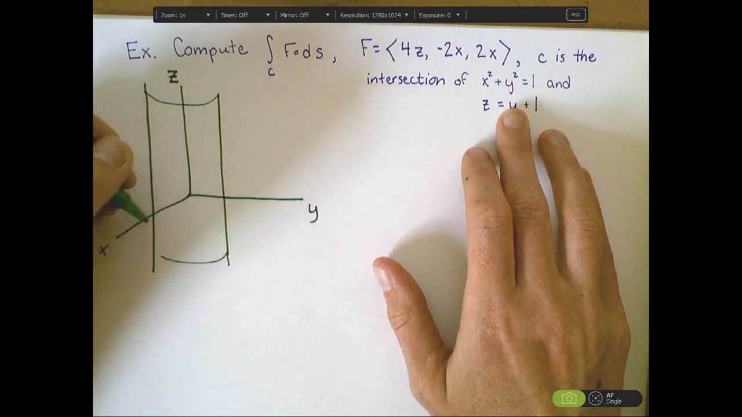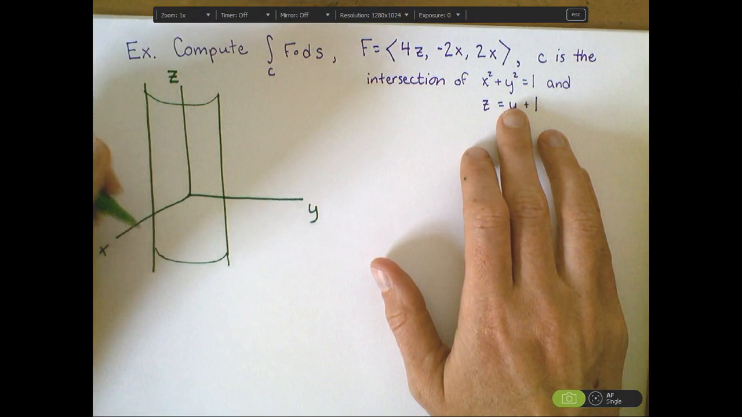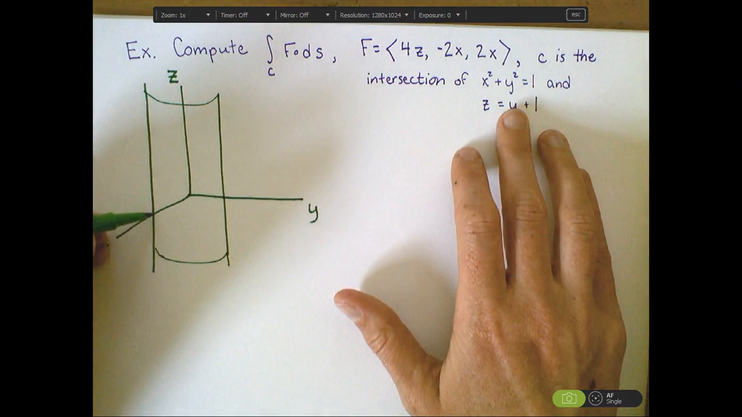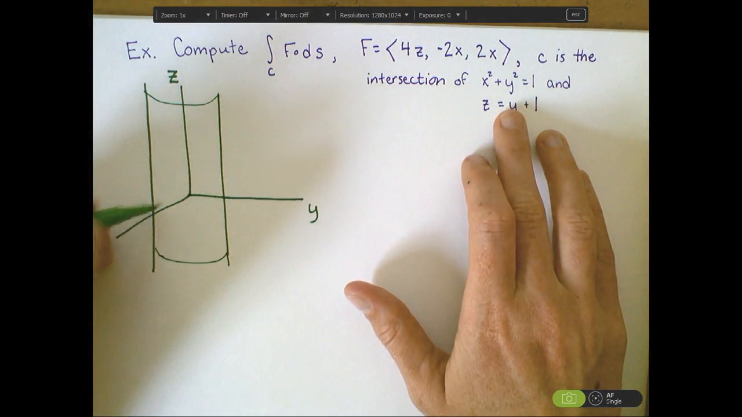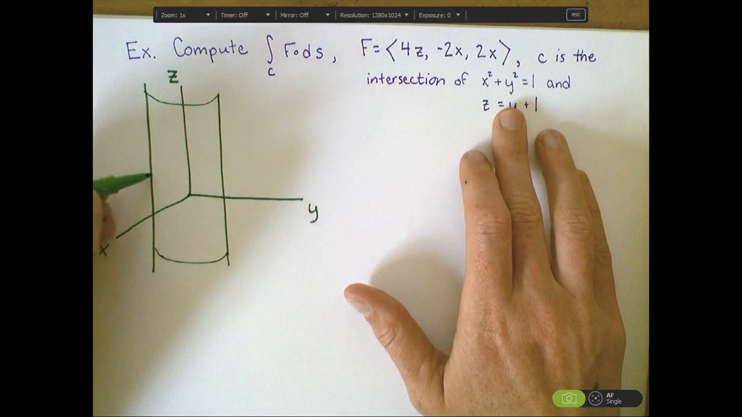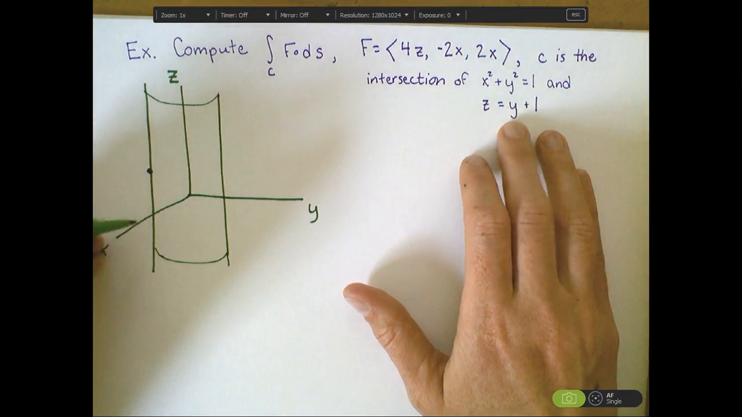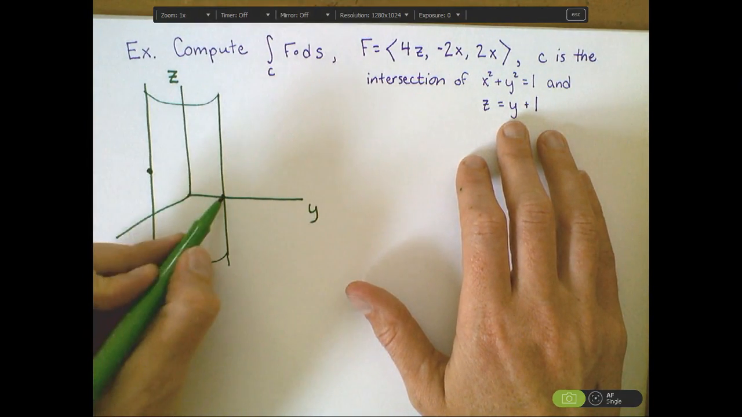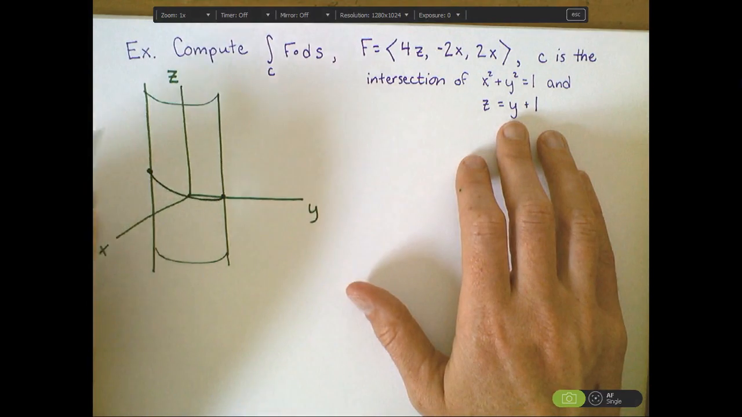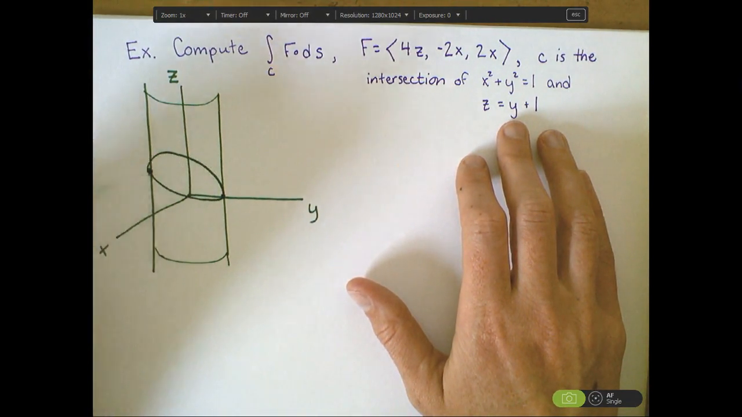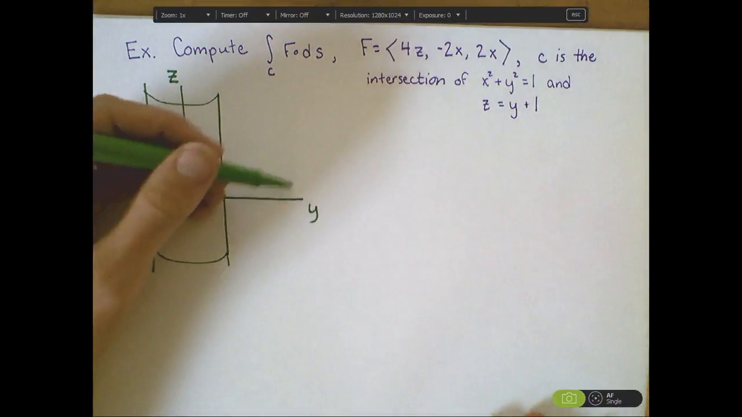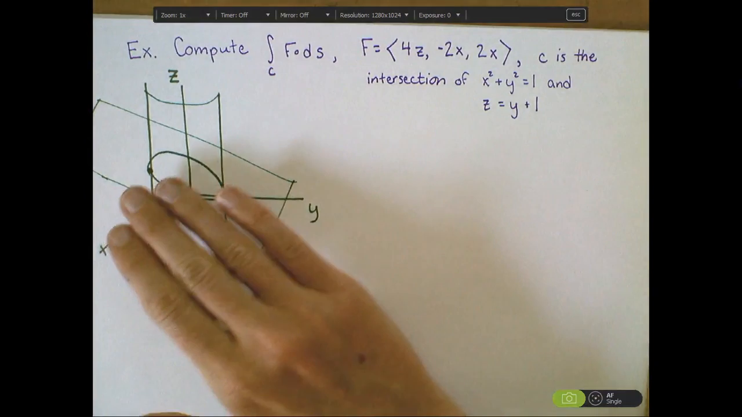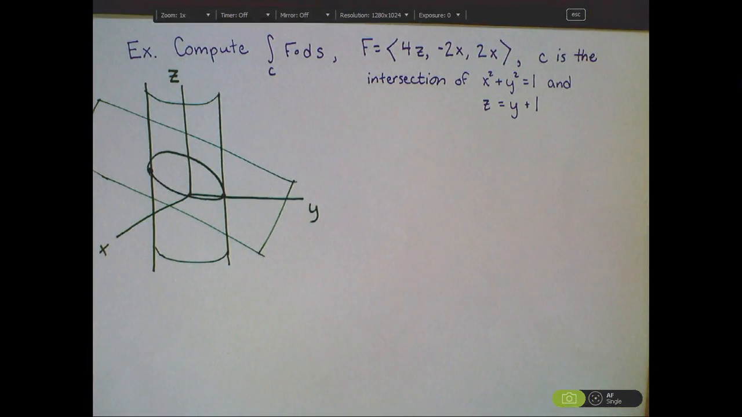Let's find a point on this cylinder because I want the intersection. So let's look at the point where y equals 0. When y equals 0, z is up here at 1. When y equals 1, z is down at 0. So it means we're parameterizing something that sort of looks like that, as I intersect this with this plane. So I have two choices.